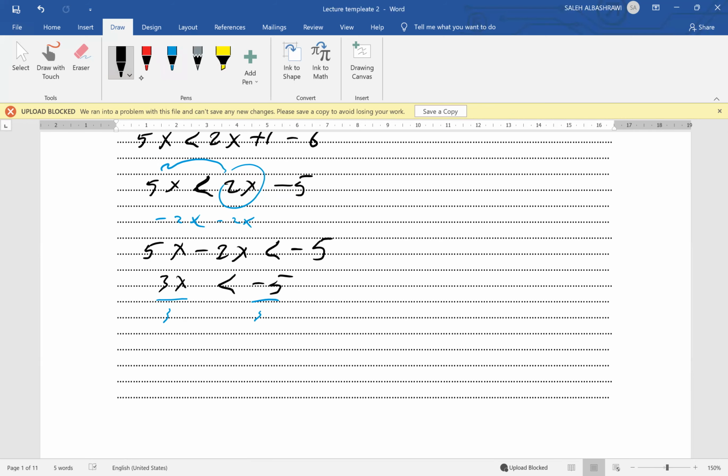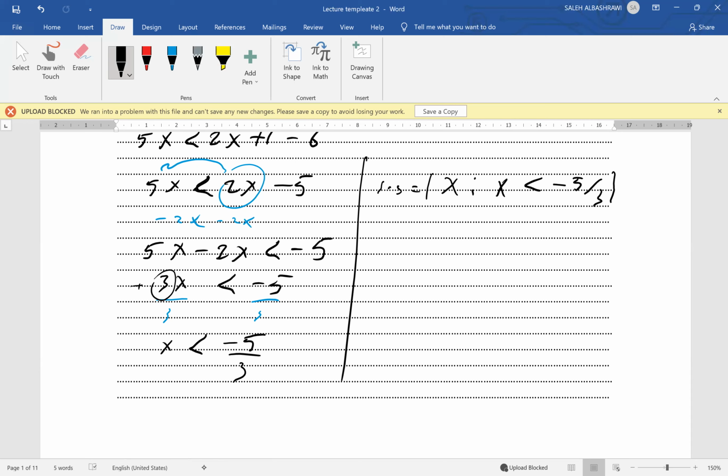Divide by the coefficient, divide by 3. I will have x. Since we are dividing by a positive number, we do not need to change the sign of the inequality. See, we divided by 3, which is a positive number. So the sign will remain: x less than minus 5 over 3. So the solution now in set builder notation will be x, where x is less than minus 5 over 3.